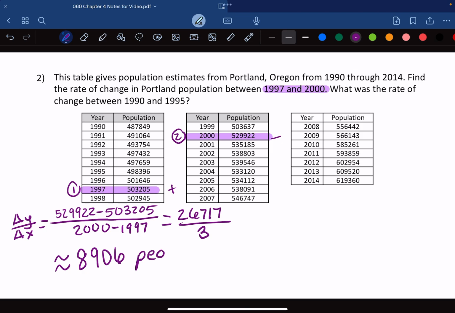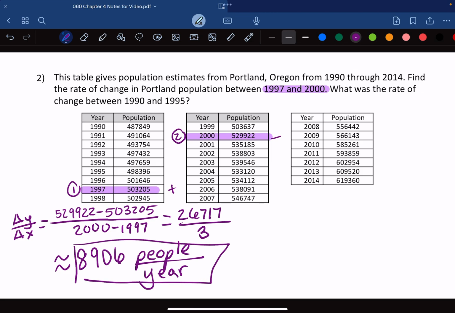And we are going to put the units because we're talking about in context. And this is people per year. And so that is the average rate of change of people per year given the population estimate in the table for 1997 to 2000. And the second one is looking for 1990 to 95. Those are on the same side of the table here.